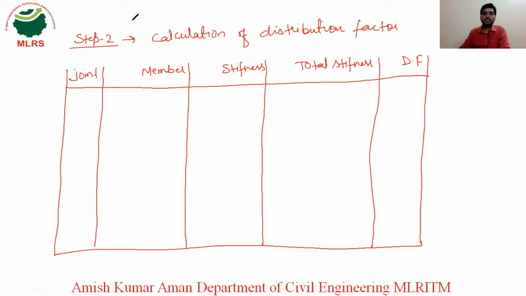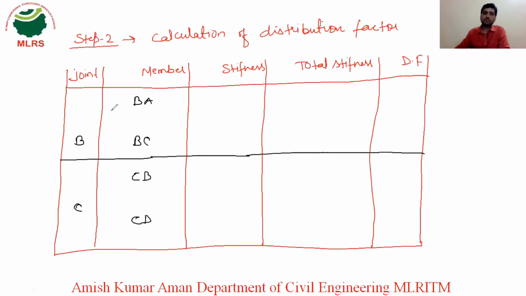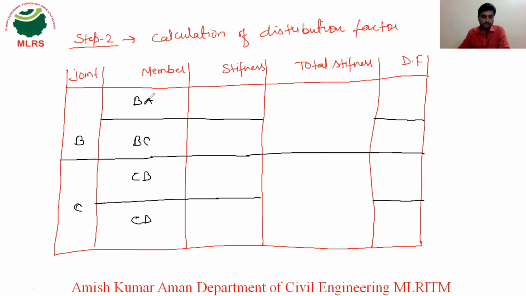We have two joints here, B and C. So we will put it here, B, C. For B, that is BA and BC. For C, that is CB and CD. Now, coming to here, BA, BC, CB, CD.